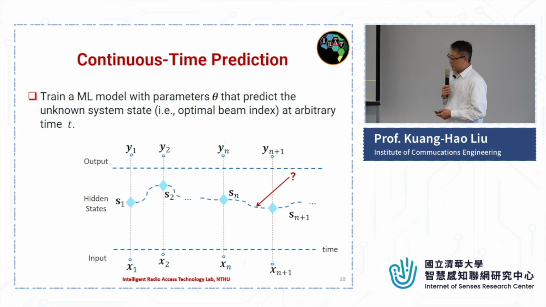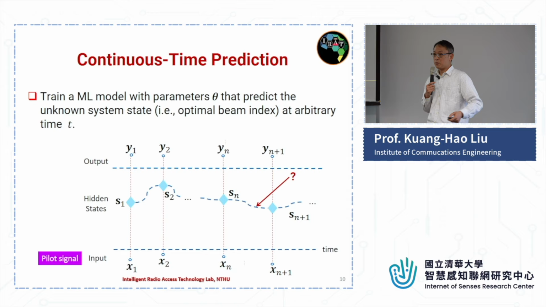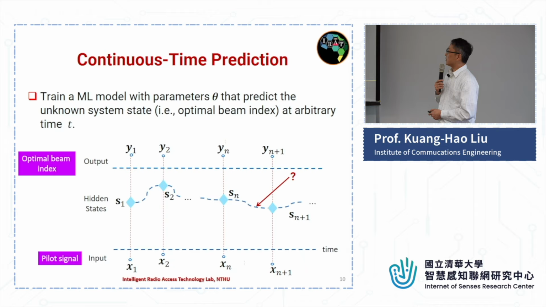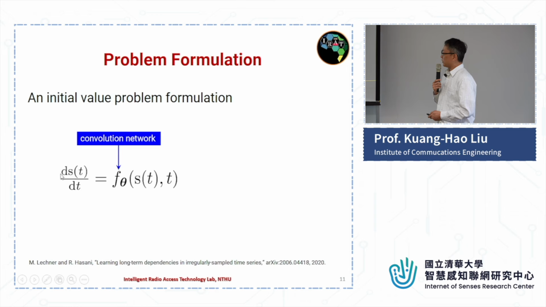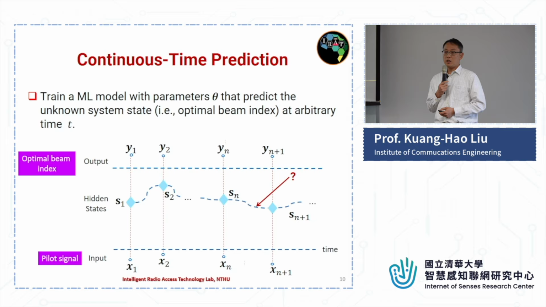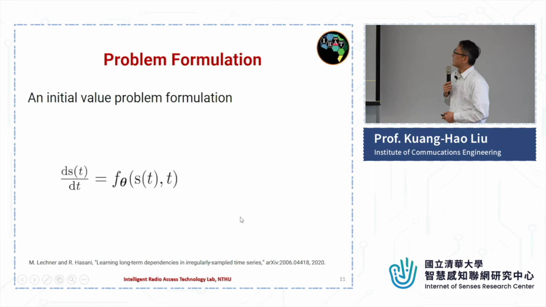So in more detail, if we have some input, for example, the receiver can collect the pilot signal received in a certain time window, our hope is to get the best beam index for future use. Then what happens in between is some unknown information during the user movement. So is it possible that we can get some idea about the unknown information in the system, or the system state? Because it's unknown, it's kind of a hidden state for the user. So actually this problem can be cast into a differential equation.